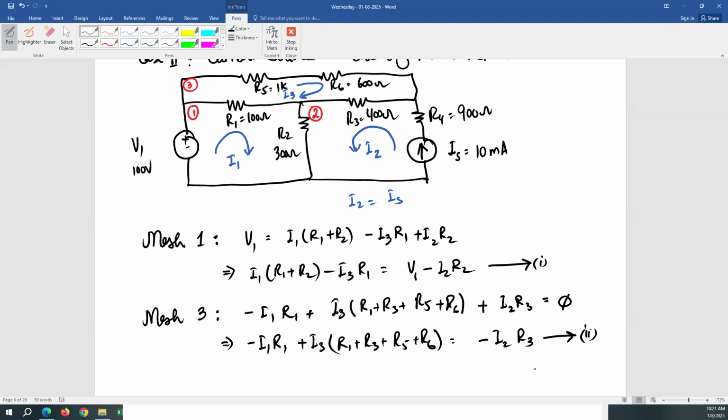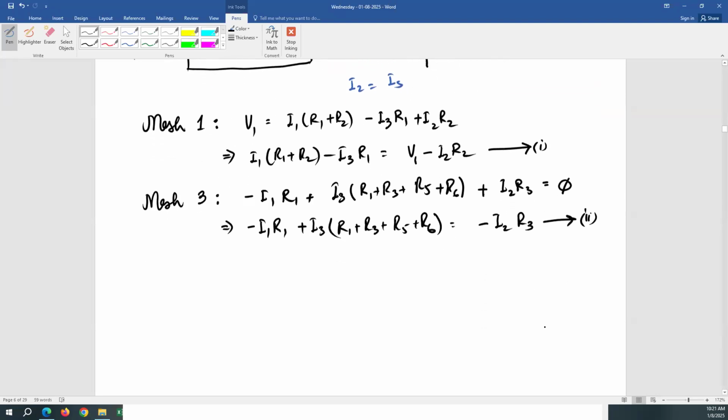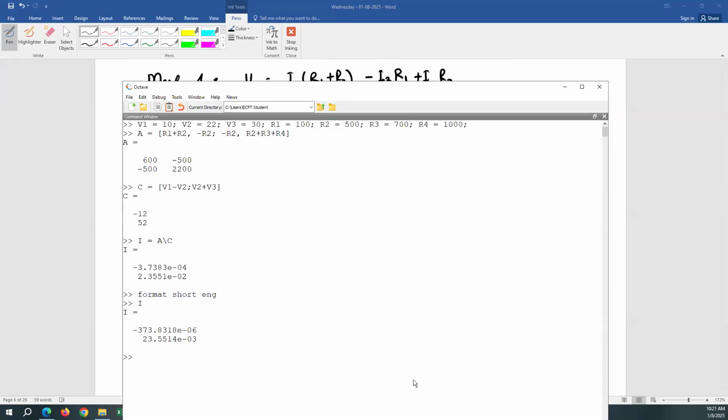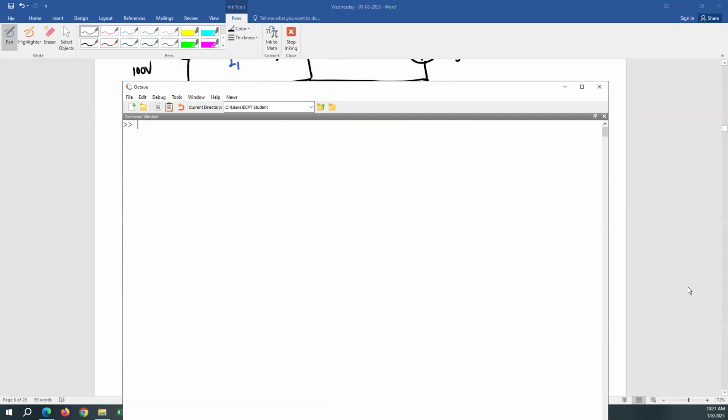And again, we have 2 equations, we have 2 unknowns. We're going to do the same thing like we did in our last one and solve it. So let's bring MATLAB and let me clear this. CLC, let's put the new values there.